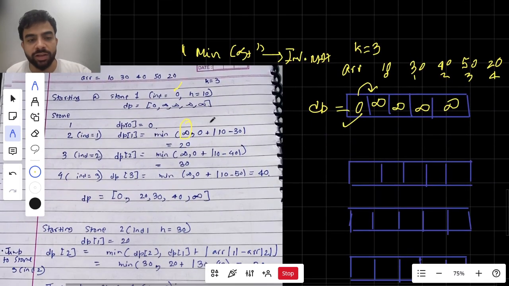I am in the first stone. This is my first stone. I am currently here, and I am going to make a jump. Before making a jump, I was somewhere else. I have to take the smaller value as well, so I'm taking the jump of the smaller one.